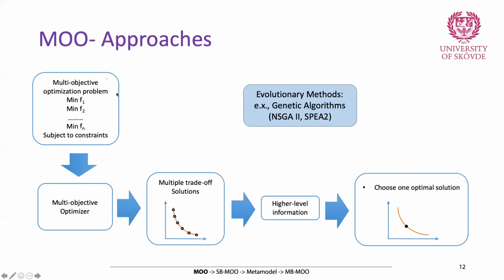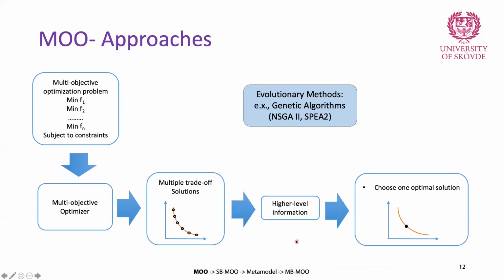In the posteriori approach, you solve the multi-objective optimization problem by using some optimizers. By using the optimizers, you will find a set of solutions. And then by having the solutions in front of you, you can have a better decision-making process and select one optimal solution.